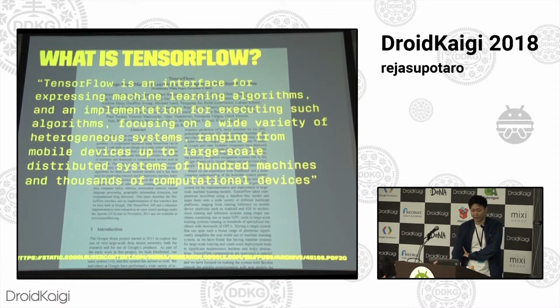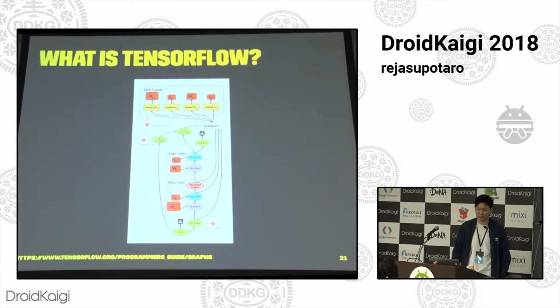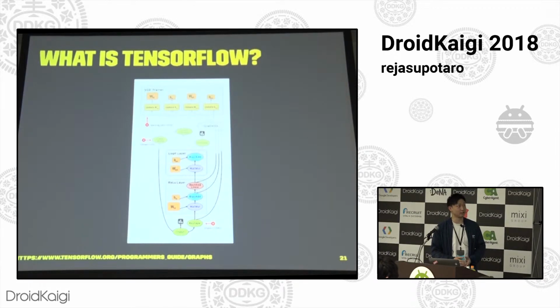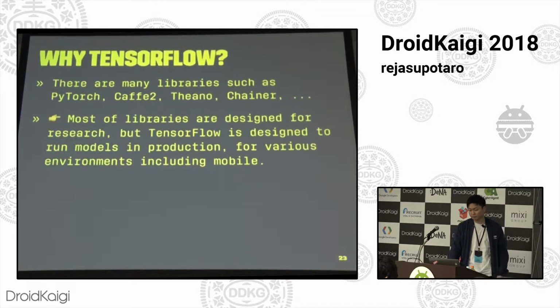If you want to know more about TensorFlow itself, there is a good read published by Google. And if I explain what TensorFlow is in my words, it's a toolkit to build a computation graph, creating and connecting different blocks like Lego. TensorFlow can be used not only for machine learning. We can use it as a calculator. When I run this computation graph, which consists of two constants, this computation graph outputs 5. Most libraries are designed for research, but TensorFlow is designed for production in various environments, including mobile. So far, it's not practical to run other machine learning libraries on Android, as far as I know.